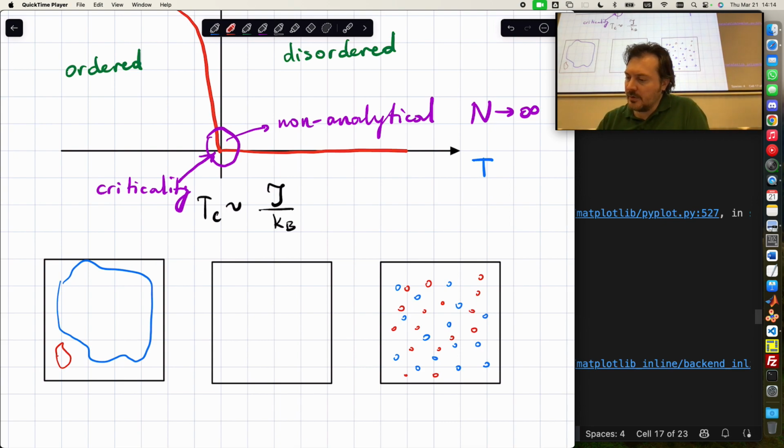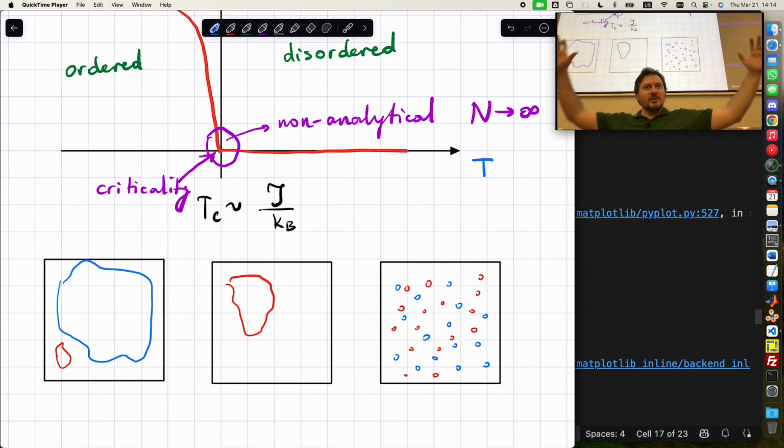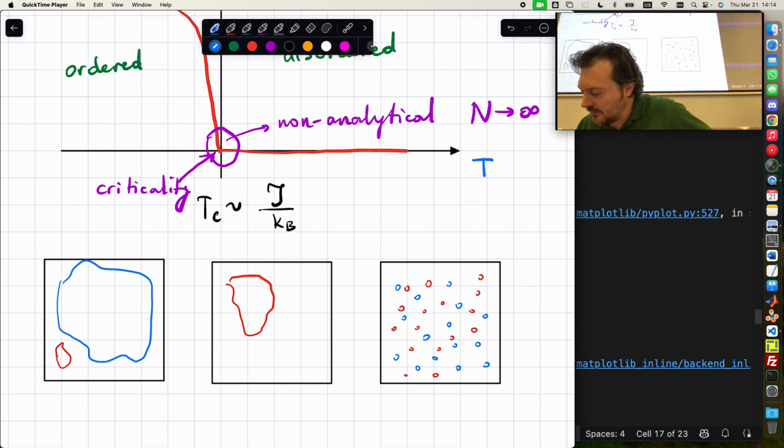Well, at the critical point, actually we have a scale-free system. We have patches of all sizes. So at very low temperature, one giant patch dominates. Very high temperature, several very tiny patches dominate. In the middle, right at the criticality, you have patches of all sizes. Okay? Like you have this, maybe within you have this, you have this.